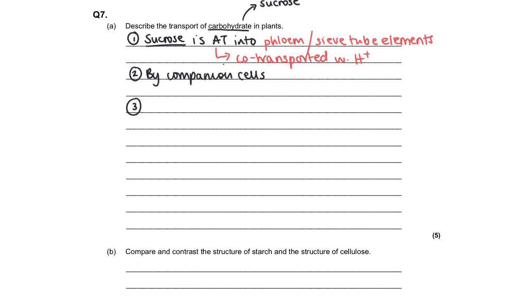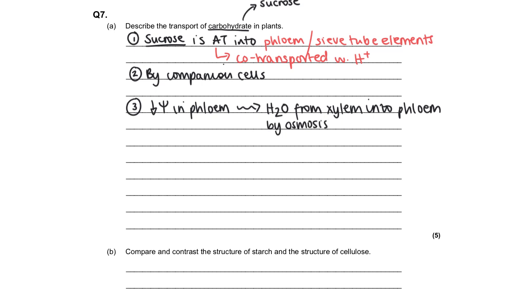The effect of having sucrose in the phloem now is that we get reduced water potential in the phloem. Okay, we've got more dissolved solutes. That sucrose is a dissolved solute here. And what we see in the same mark point, reduced water potential in the phloem, results in the water from the xylem moving into the phloem by osmosis. We know that we have to mention osmosis. Any question relating to the movement of water, it's always best to just be safe and say it's by osmosis.